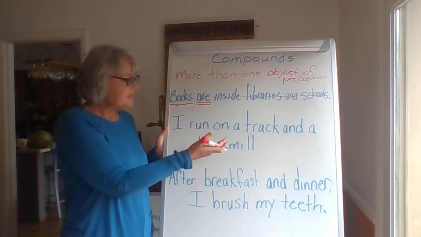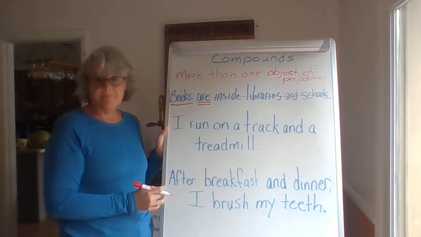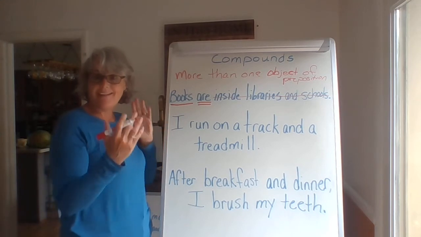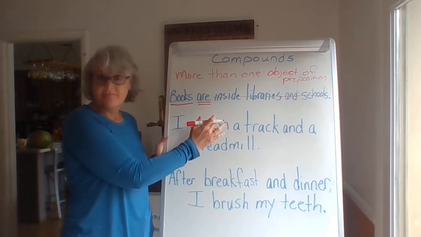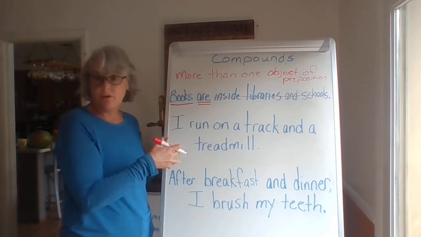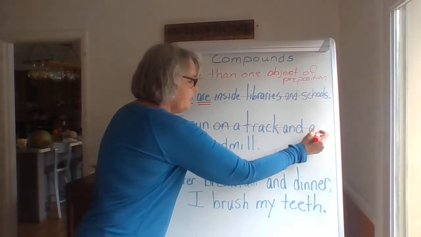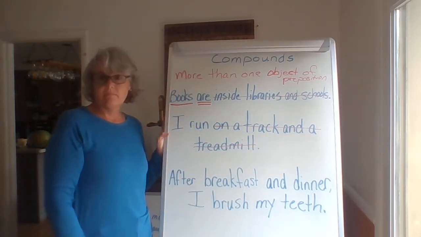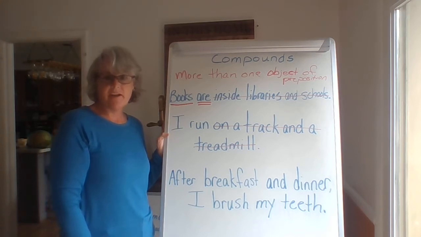The relationship is to a track, but it is also to a treadmill. So I run on a track and a treadmill. The track and the treadmill are both the things that "on" is giving us the relationship toward. Okay? So let's put our line through this complete prepositional phrase. You got it. On a track and a treadmill.